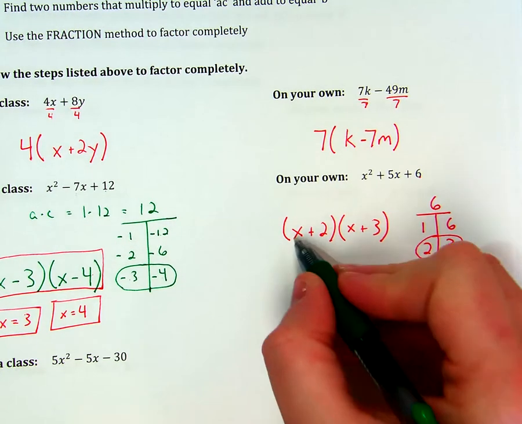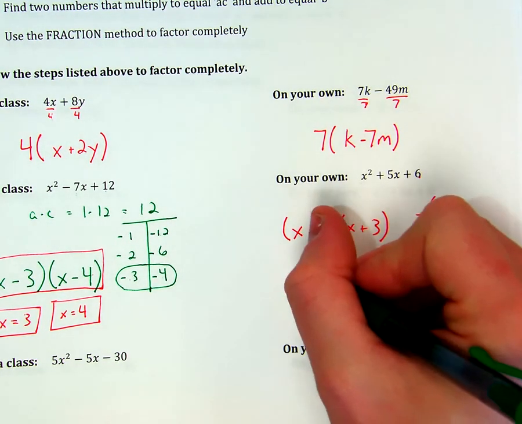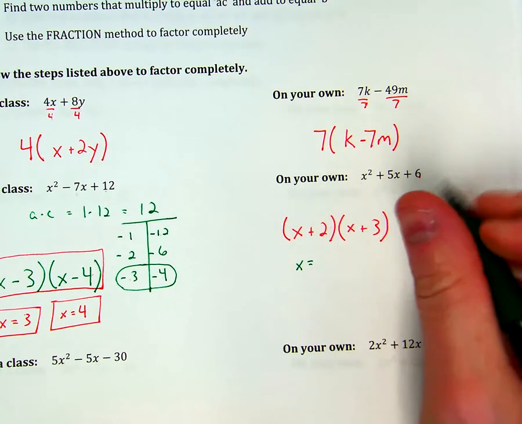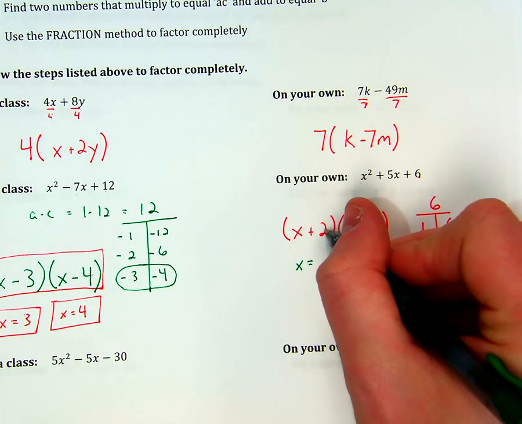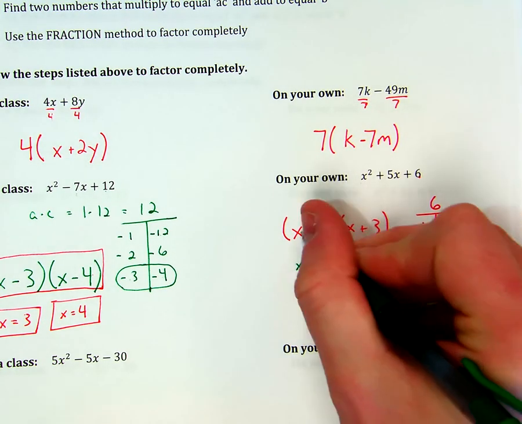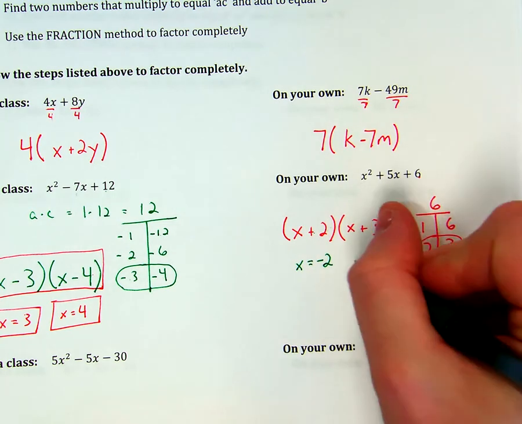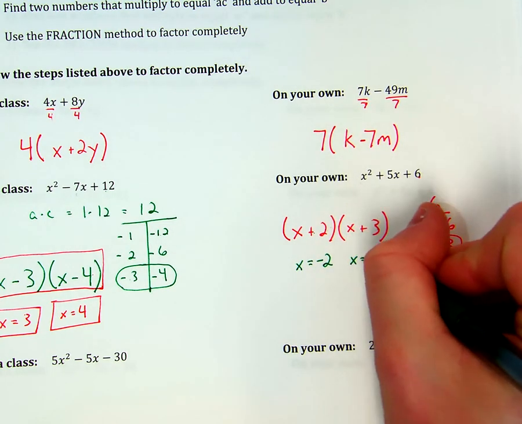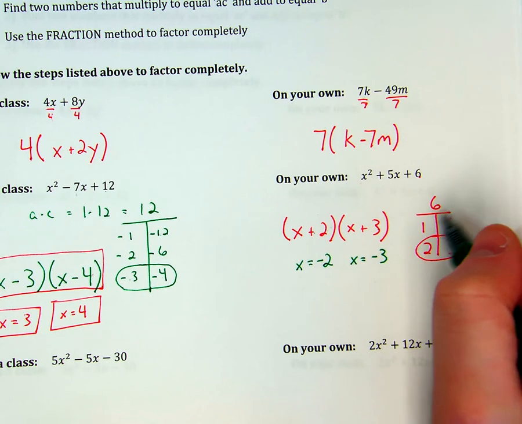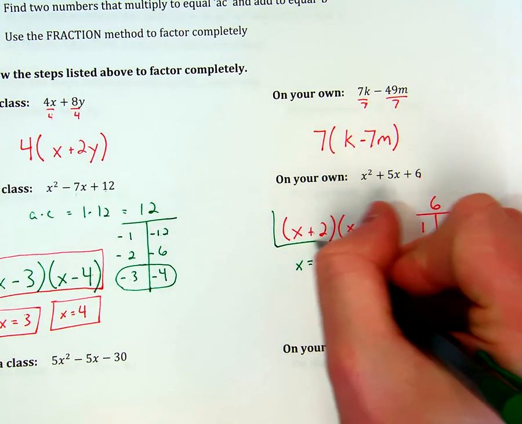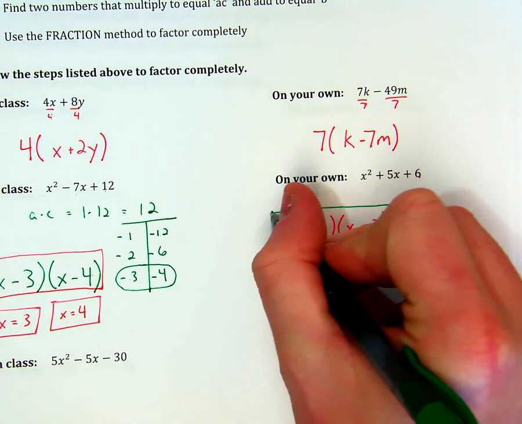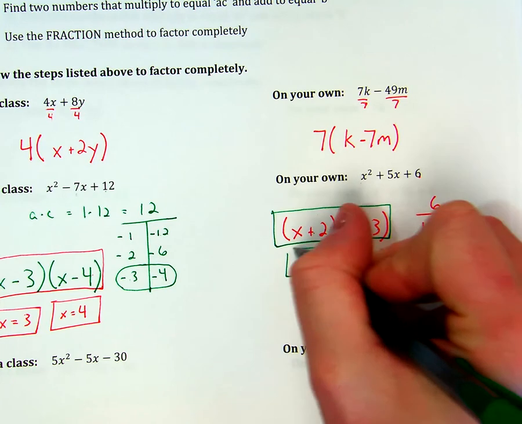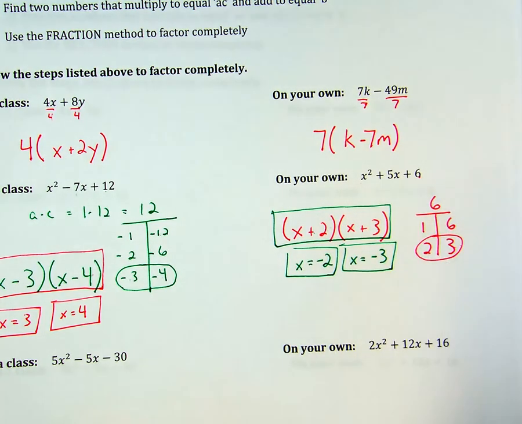Solutions are the values of x that make 0 inside the parenthesis. Again, the opposite of what you see. If you see a plus 2, x would have to equal negative 2 to get 0 in the first parenthesis. And if you see a plus 3, x would have to equal negative 3 to get a 0 in the second parenthesis. This is the quadratic written in factored form. These are your two solutions.